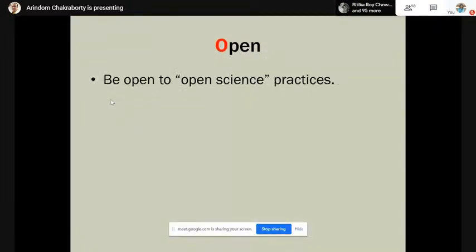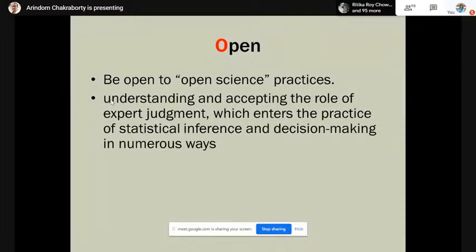The third part of this acronym is open. Be open to open science practices. So it should not be like a closed one, that I got this and I won't listen to anybody. I got this p-value was 0.05 and everything is done, and I'm okay with this interpretation that this association is there, and I'm happy with that. No, it should not be like this. Your approach should be open, understanding and accepting the role of expert judgment, which enters the practice of statistical inference and decision making in numerous ways.